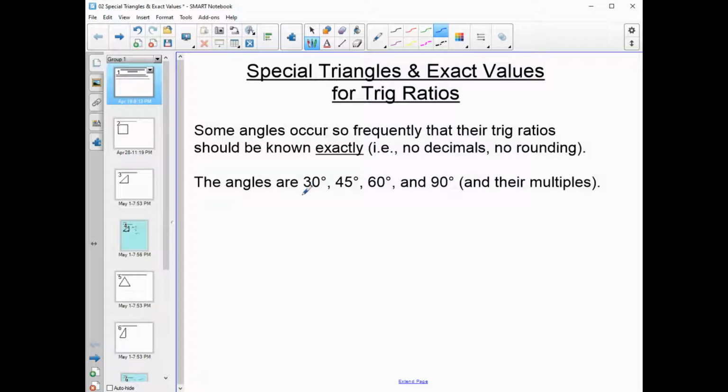Really, when people talk about these special angles, they're mostly concerned about 30, 45, and 60 degrees. 90 degrees comes up because we're generally talking about right angle triangles as well. So let's go ahead and talk about how we can make use of and come up with the relationships related to those angles.